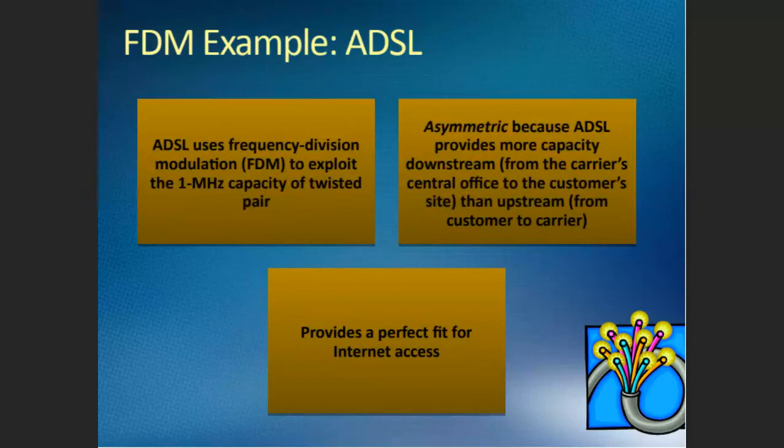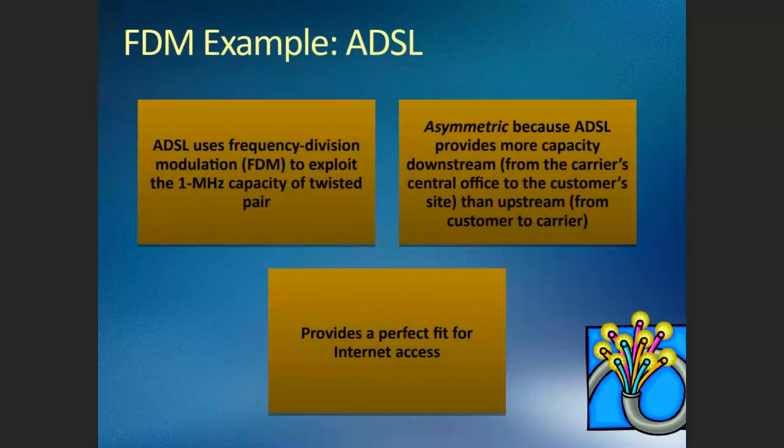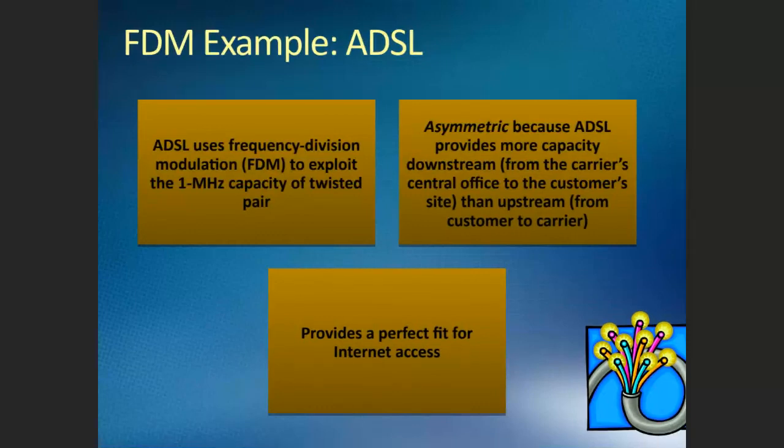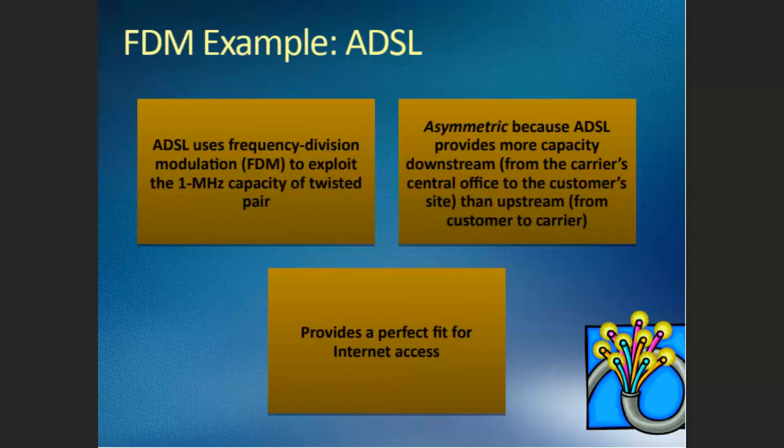FDM examples is the ADSL. ADSL uses frequency division multiplexing to exploit the 1 megahertz capacity of your twisted pair cable. Asymmetric, because ADSL is asymmetric because download speed is different than upload speed, correct? You don't have upload and download at the same speed. Maybe some industries have different types of connection that will allow them. But for ADSL, the upload is always slower than the download.